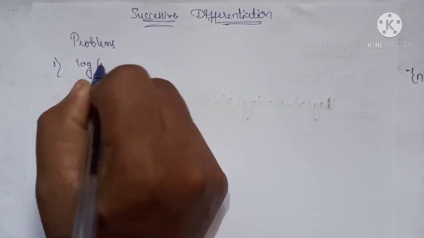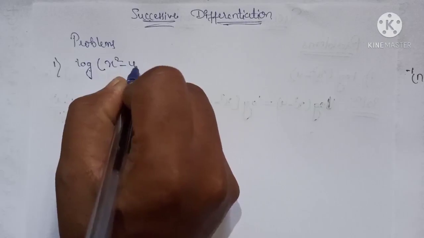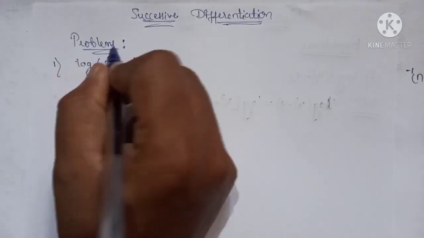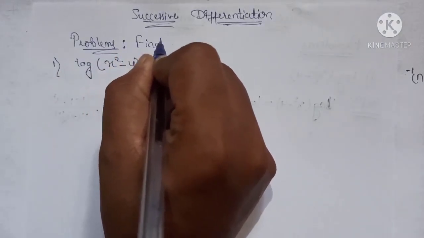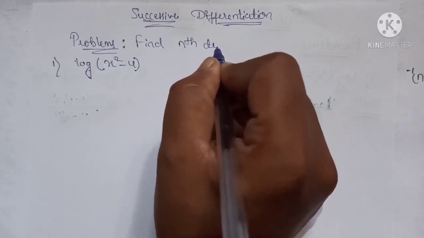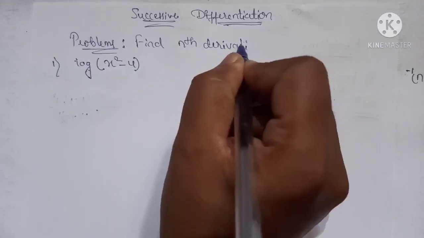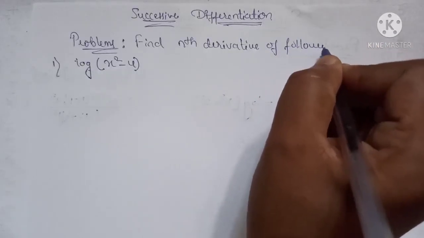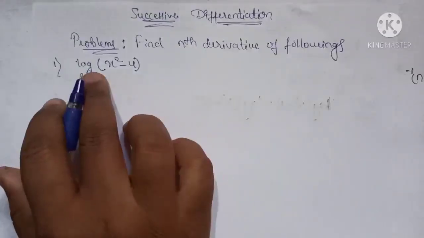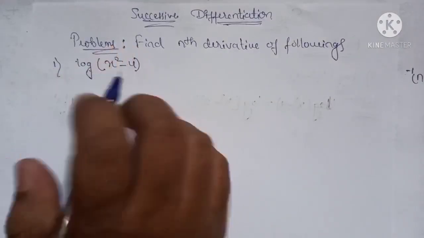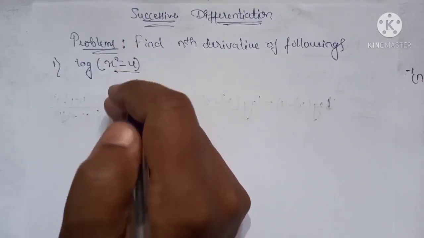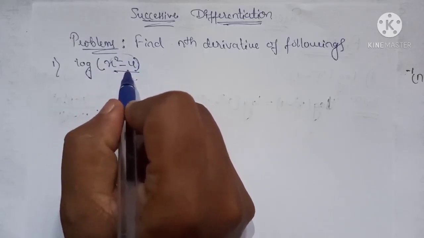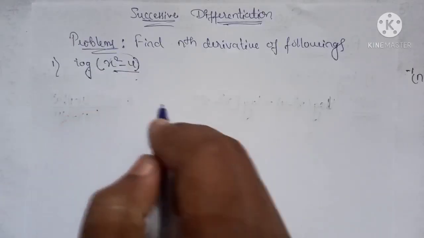first problem, log of x square minus 4. The main heading of the question is: find the nth derivative of the following. So here it is of the form log, but this is not of the form ax plus b. First we express this function into ax plus b form, then we apply the formula.